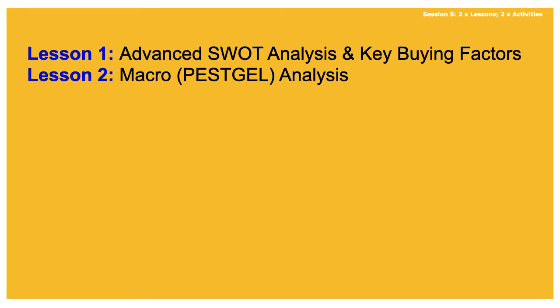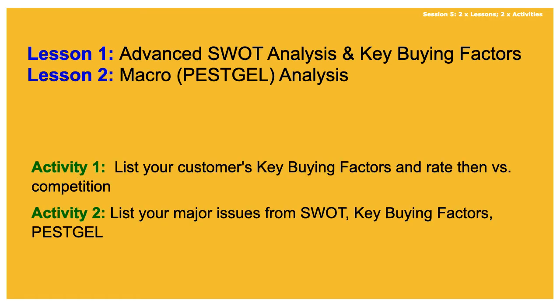Lesson 2, we're going to look at a macro environmental analysis called PESTEL. And 2 activities are going to happen in session 5. You're going to list your customers' key buying factors and then rate them versus a competitor. Activity 2, you're going to list your major issues from your SWOT, your key buying factors, and your PESTEL.